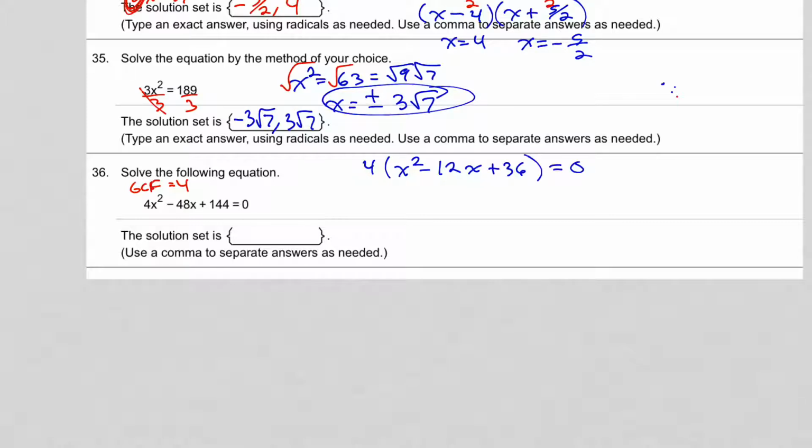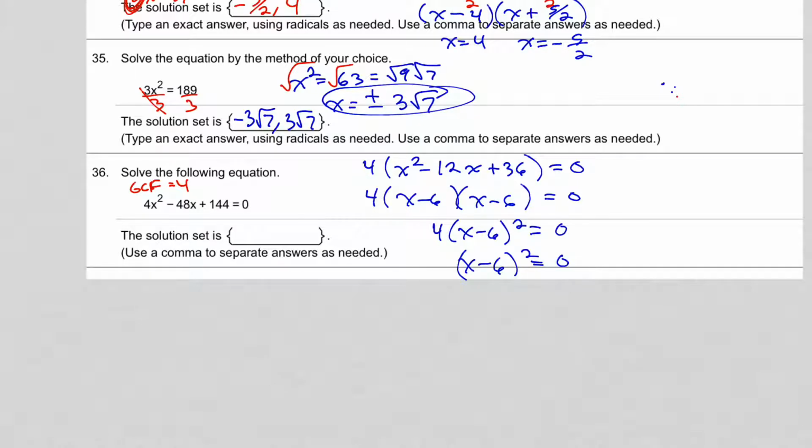So I'm doing the factoring method, and basically it's -6 and -6. That multiplies to get positive 36 and adds up to -12, and then we can rewrite this as this here, and get divided by the 4, square root both sides, and get x equals 6. Okay.